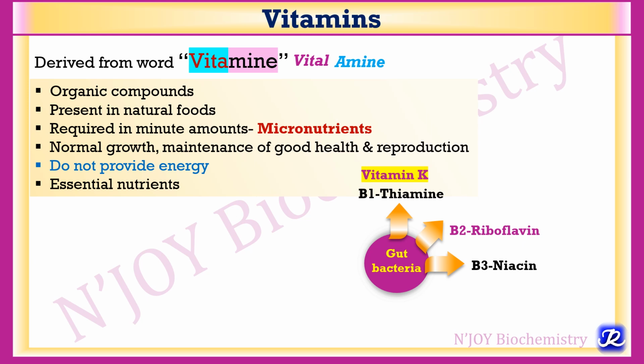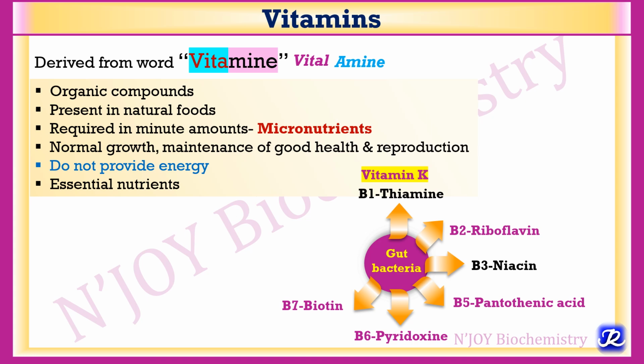B3 niacin, it is also synthesized in the body from tryptophan and it is synthesized by gut bacteria. Vitamin B5 pantothenic acid, B6 pyridoxine, and the part is synthesized by flora and deficiency is rare. Then B7 biotin, the normal bacterial flora will provide adequate amount required by the humans. So B7 biotin, it is also synthesized by gut bacteria. Then folic acid is found to be synthesized by the gut bacteria in minute amount, and vitamin B12. So vitamin K and most of the vitamin B complex vitamins are synthesized by the gut bacteria.